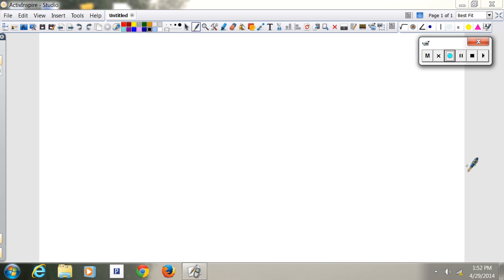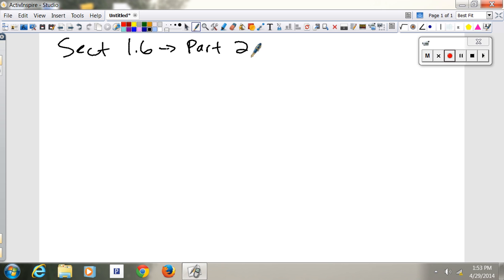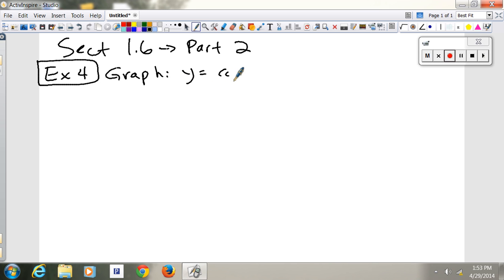All right, we're going to do 1.6 part 2. So you should have 1.6 part 1 out. We can add these to it. And on part 1 we did the first 3 examples, so this will be example 4. And example 4 is going to tell us to graph y equals the cotangent of x.